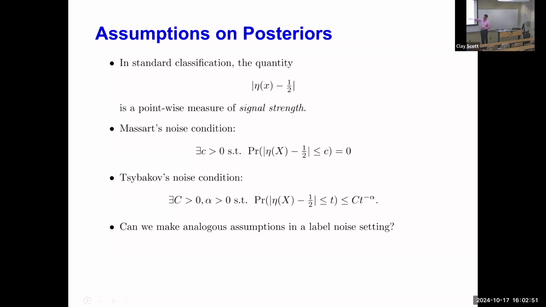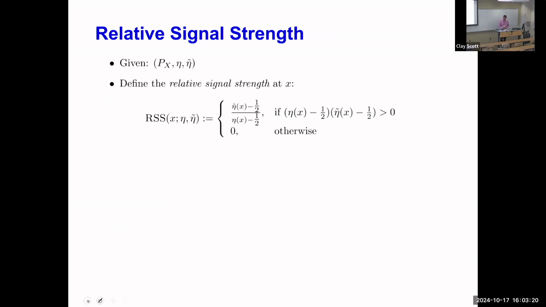And so we were motivated by these, and we were wondering, can we do something analogous in a label noise setting? What would be an analogous type of assumption in a label noise setting? To begin to answer that, the first thing you have to do is ask yourself, what's the appropriate notion of signal strength in this posterior drift setting? So we introduced something called relative signal strength.